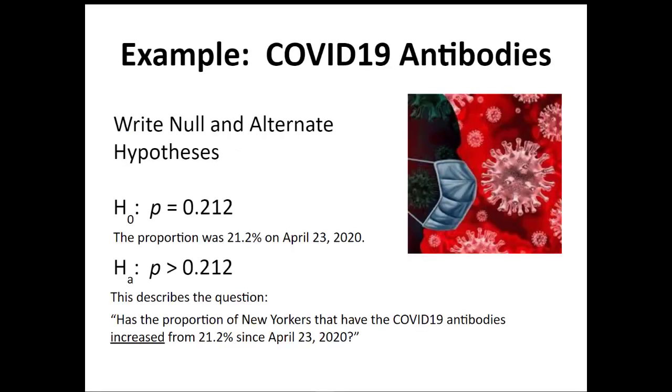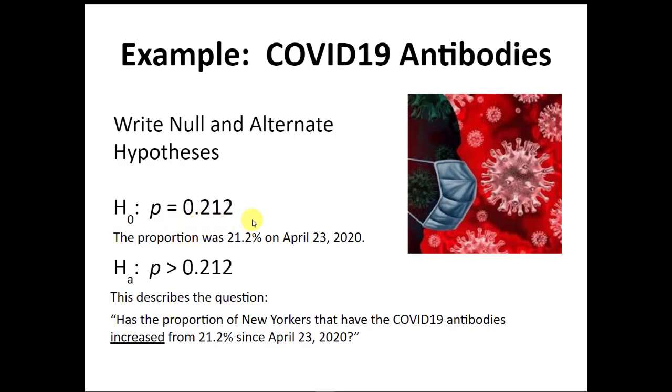Let's go back to our COVID study to see how the retaining and rejecting of the null hypothesis would happen with this. Okay, so as a quick review, these are our null and alternate hypotheses, and the H0 is that the proportion is equal to 21.2%.